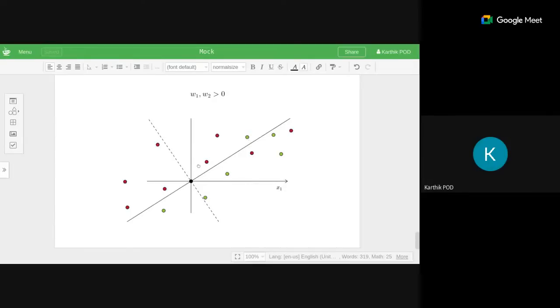What is the fourth one? Am I missing something? Actually, above this green point, there is one more green point. Yeah, so you should scroll up. Correct. While copying that, it got missed out. So there is one more. Okay, so those 4 points alone will be classified correctly. Everything else will be misclassified if the weight vector is in the fourth quadrant. So that's what it means.